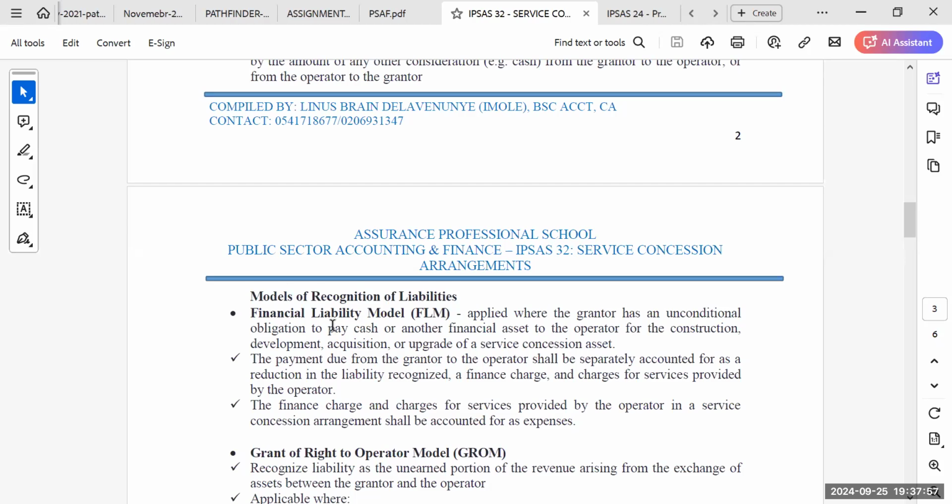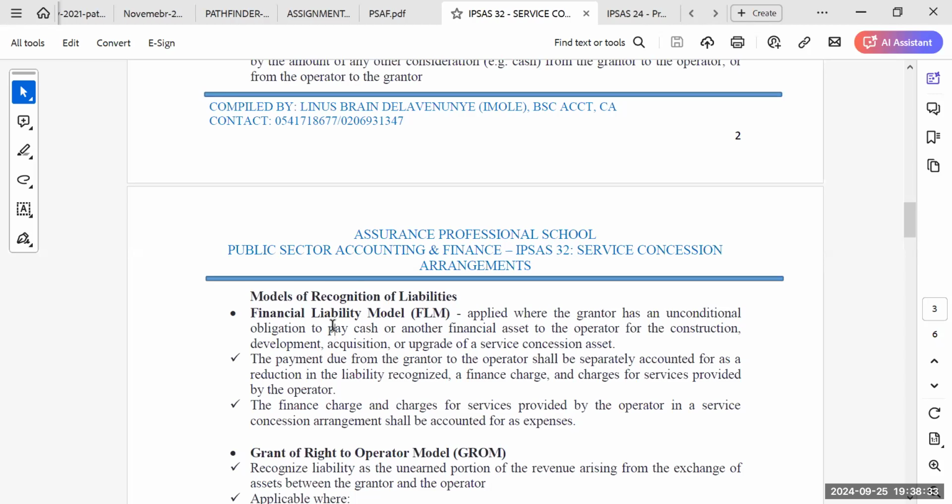The operator can provide additional service to the government, which the government will be paying for. As soon as those services are provided, the government will pay for them and recognize them as operating expenses. The finance charge, I've spoken about that one. So the financial liability model applies when the government has an unconditional obligation to pay cash or another asset for the construction, development, acquisition, or upgrade of a service concession arrangement.